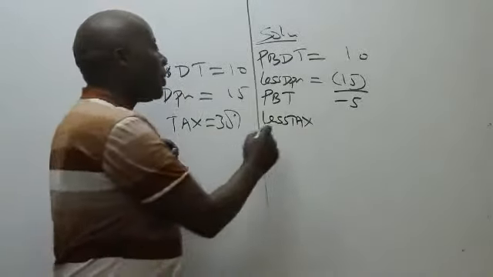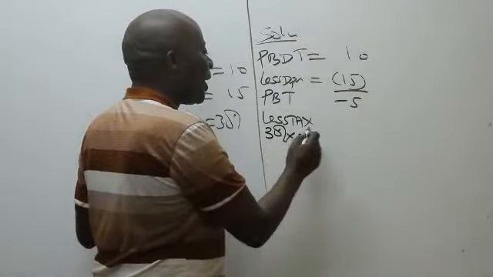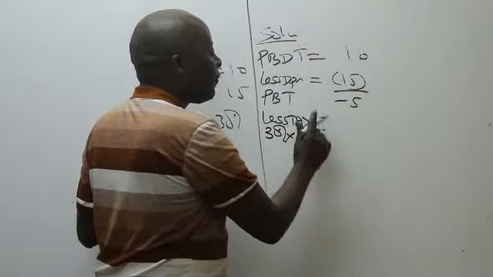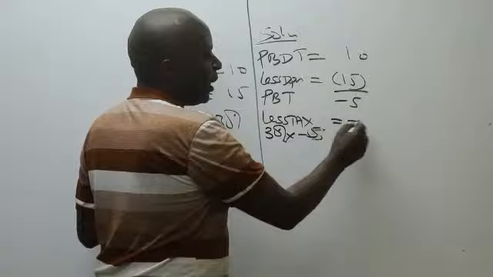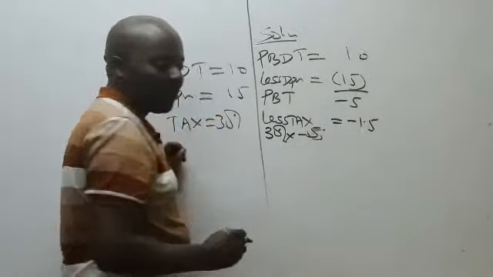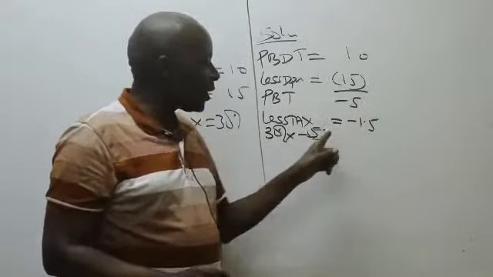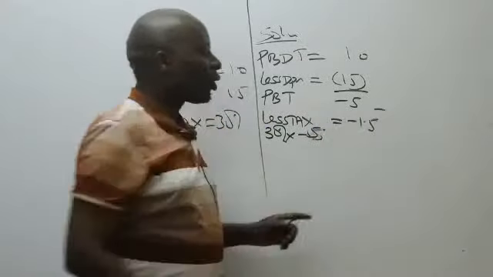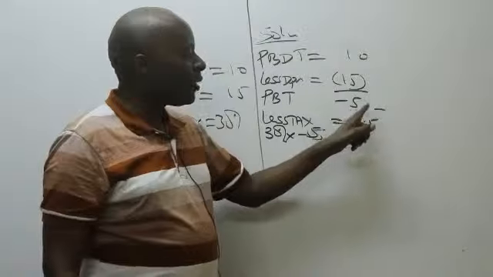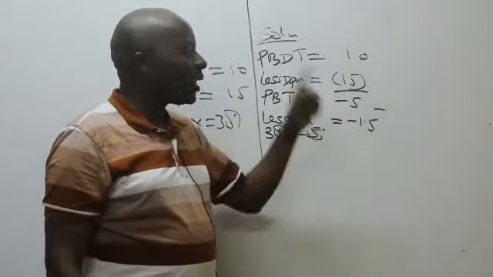So the tax that we have here is 30% of -5, which gives me -1.5. And then I remember that I'm taking this profit minus this taxation. So it is -5 minus -1.5.